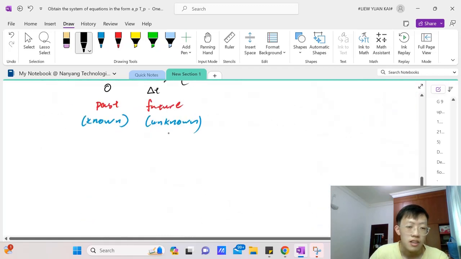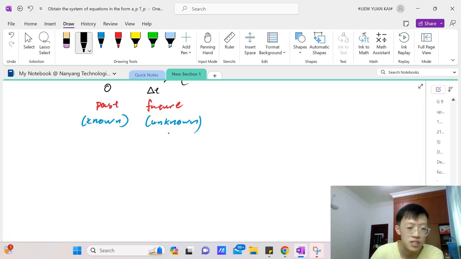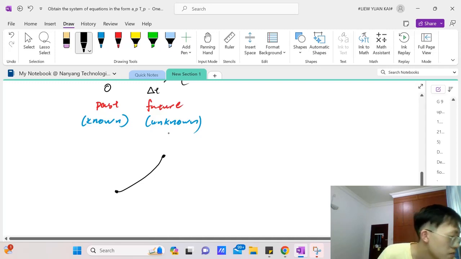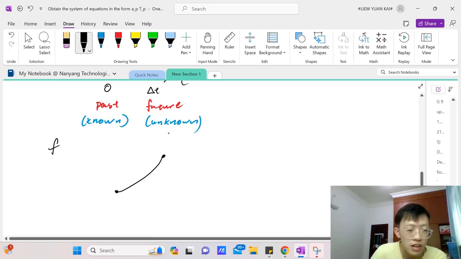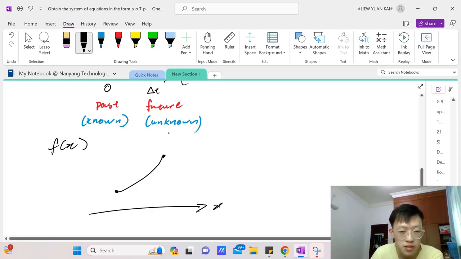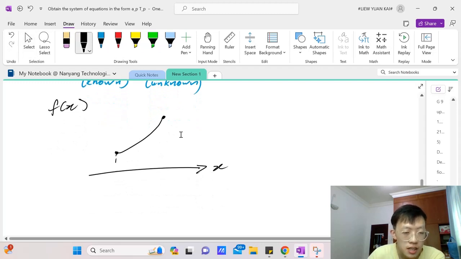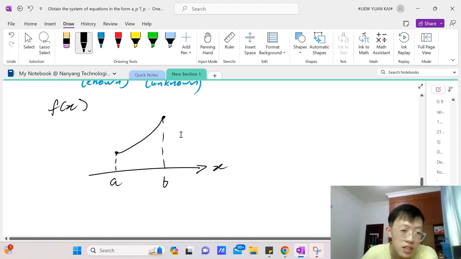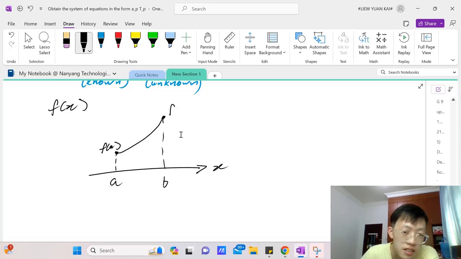And now we're going to look at another approximation, which is related to space. Now we're looking not at the variable t, we're going to look at the variable x. So let's consider another curve like this. This is a graph of f of x. Let's say this is at position x equals a, and this is at position x equals b. So this is f of a, and this is f of b.